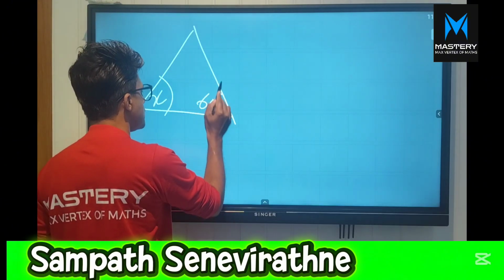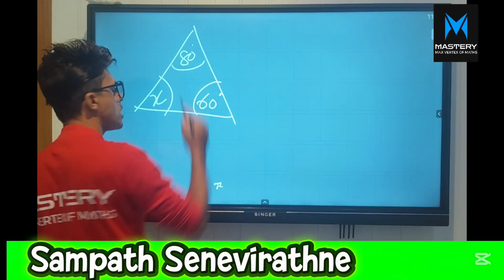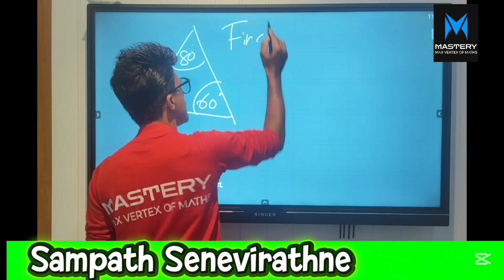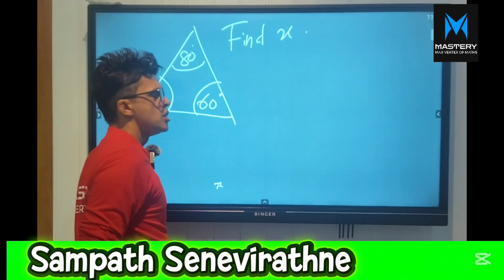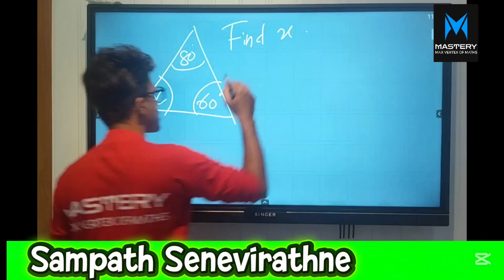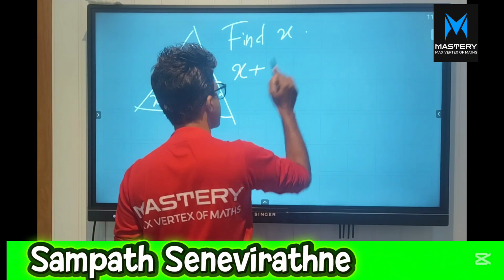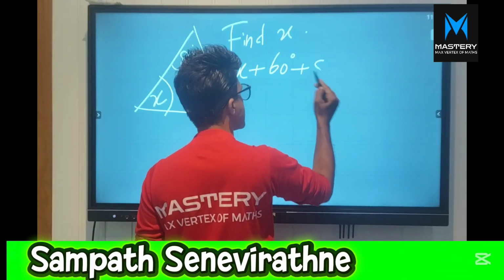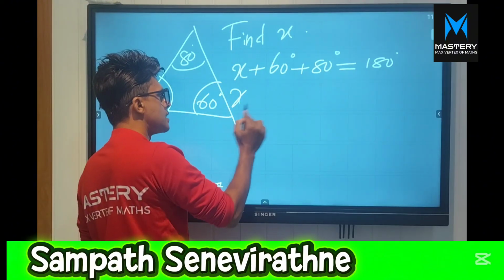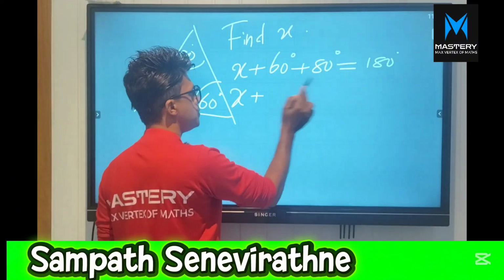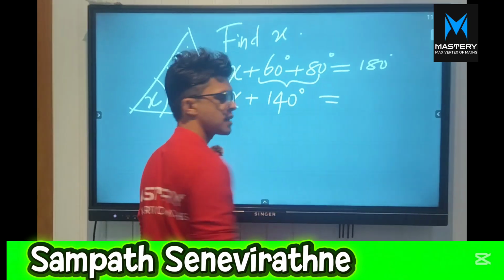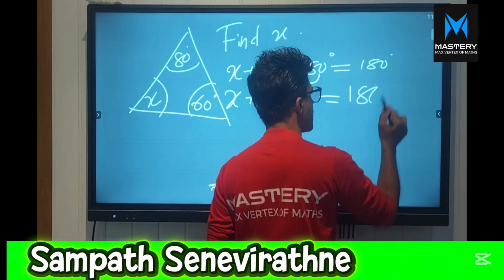This is 60, and this is 80 degrees. How can you get the value of x here? Find x. You could set up an equation to get the value of x: x plus 60 degrees plus 80 degrees equals 180 degrees. Then 60 plus 80 is 140. So x plus 140 degrees equals 180 degrees.